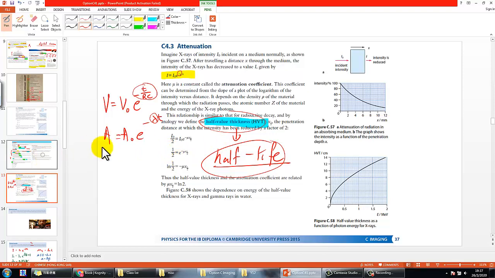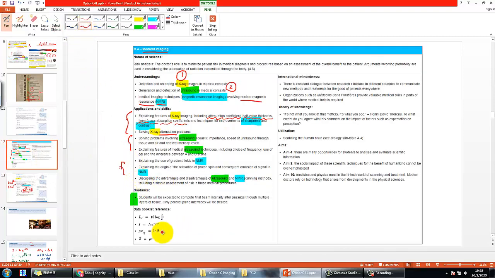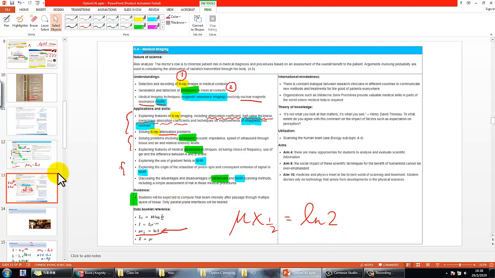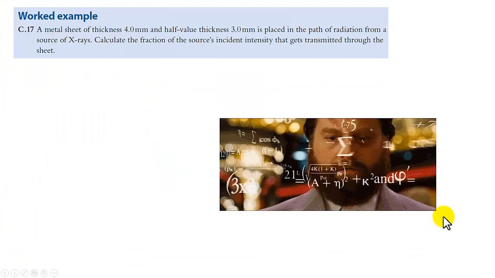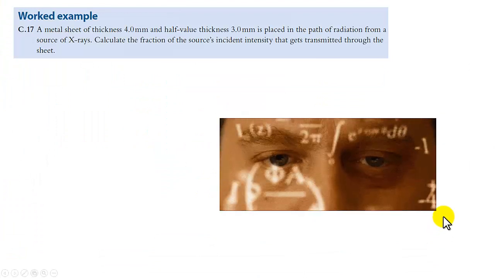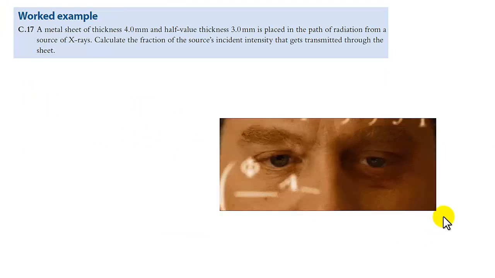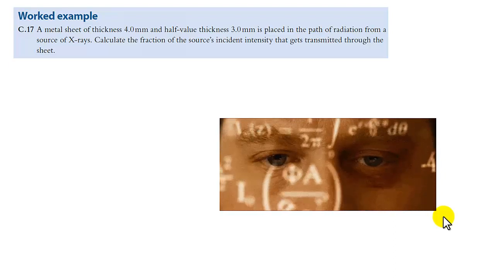And therefore, in your data booklet, you may find the third equation here, or let me write bigger: mu x half equals natural log 2, which is the same way that you derive the half-life equation as well. Let's take a look at this question. Try to use the equation that you just learned. Pause the video and we will check the answer.